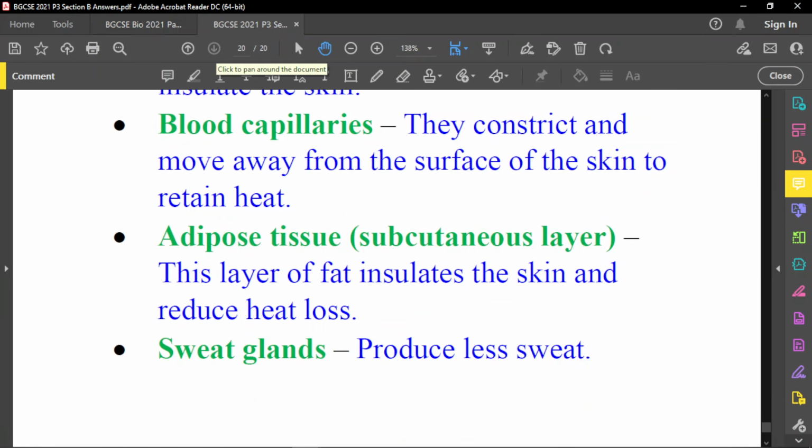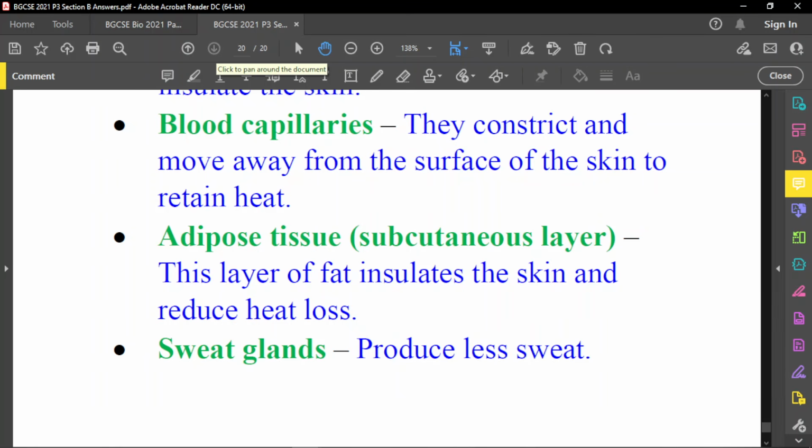They have adipose tissues as well. Adipose tissue, which is also called the subcutaneous layer. All right, this layer of fat insulates the skin and reduces heat loss. So it's an insulator. Fat is an insulator within the body. It's also a shock absorber, but that's not for this question. This question only talks about heat and temperatures.